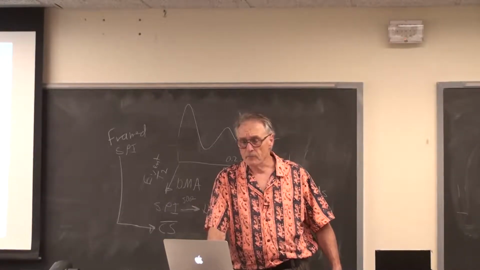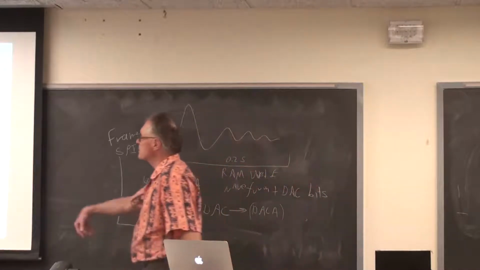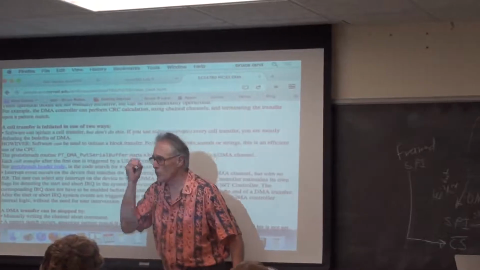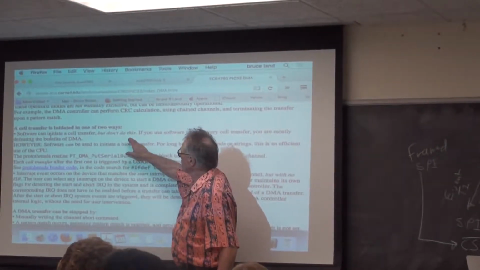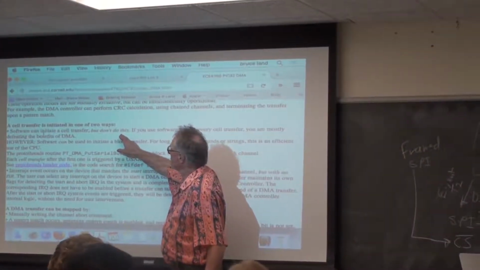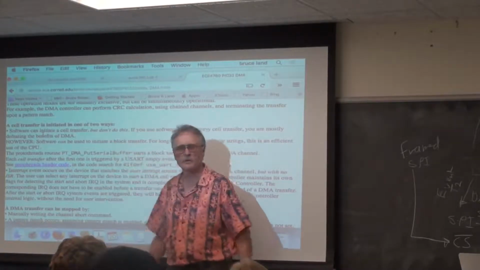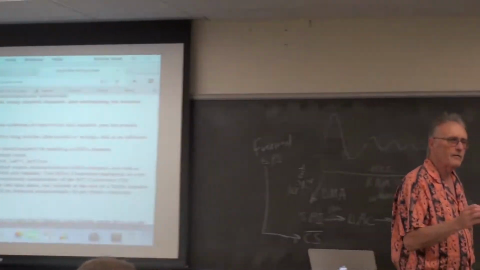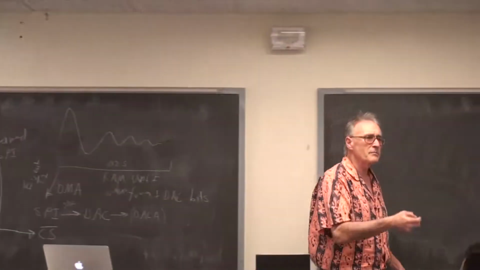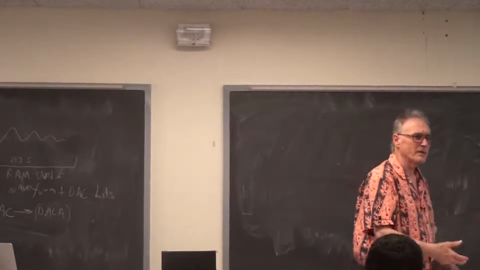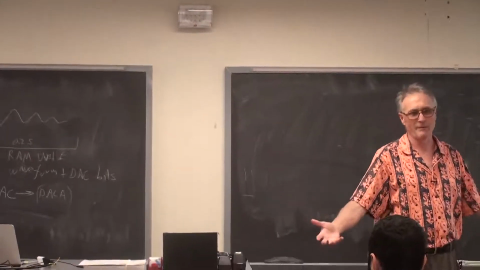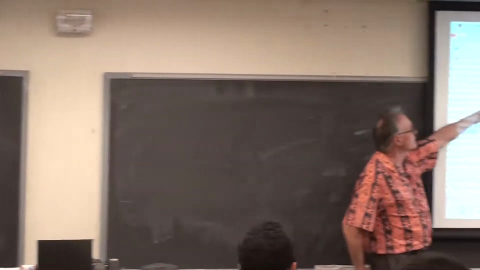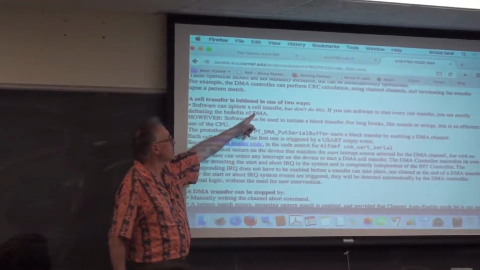So you can initiate a cell transfer in a couple of different ways. Remember, a cell transfer is what happens when one event occurs. You could, of course, use software to initiate a cell transfer, but you don't want to do this because that completely negates the advantage of a DMA channel. Now you're having the CPU go off and do something every time you want to send a byte. Why don't you just send the byte from the CPU instead? So you're never, ever going to use software to initiate a cell transfer.